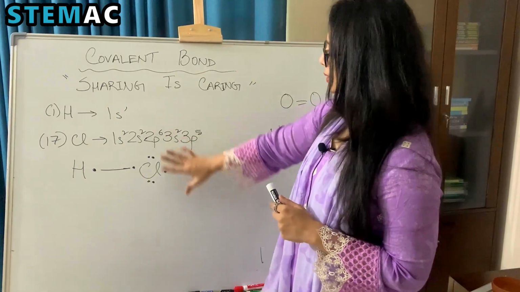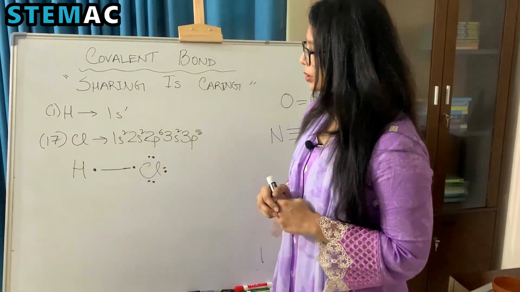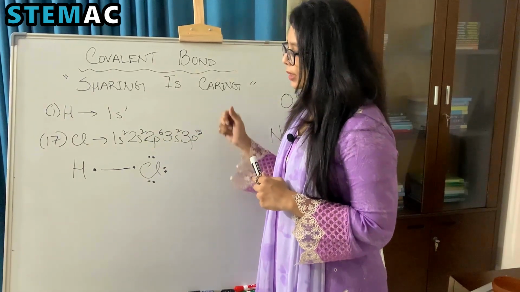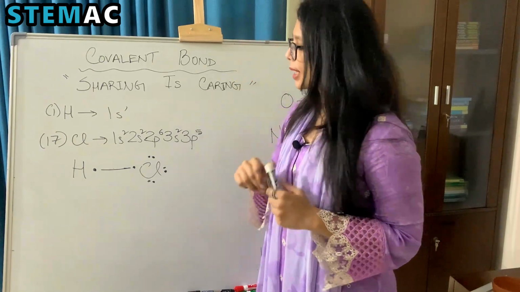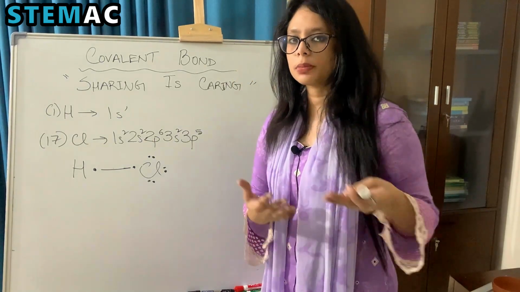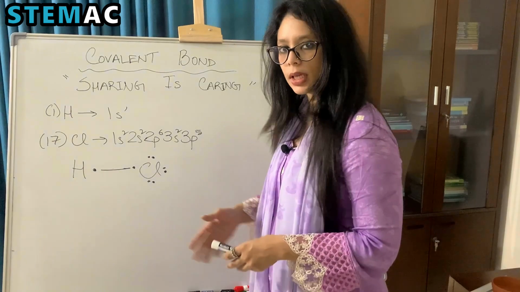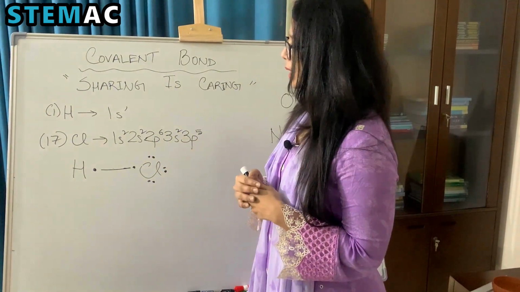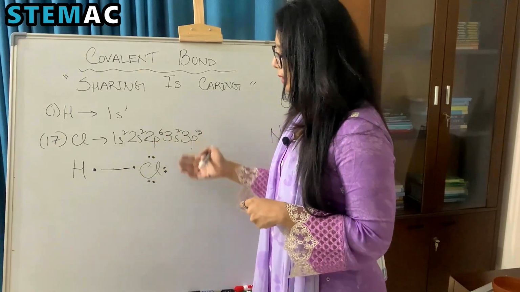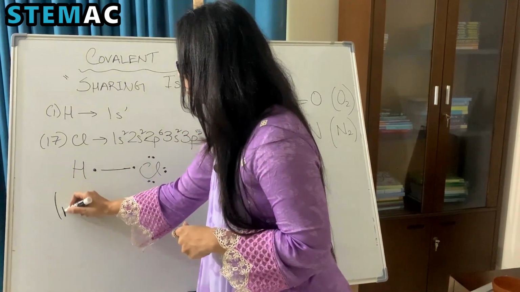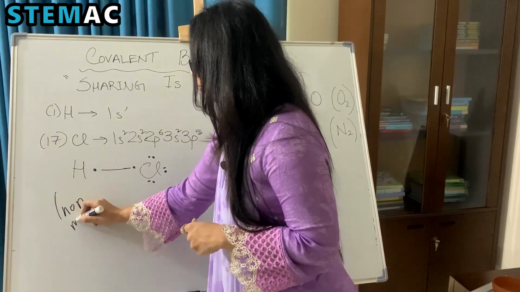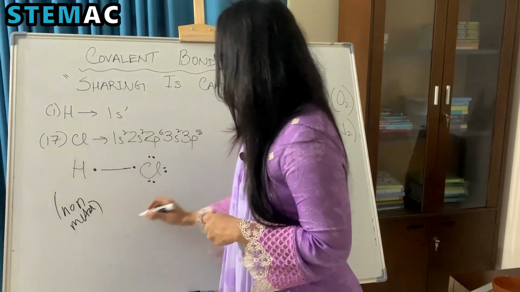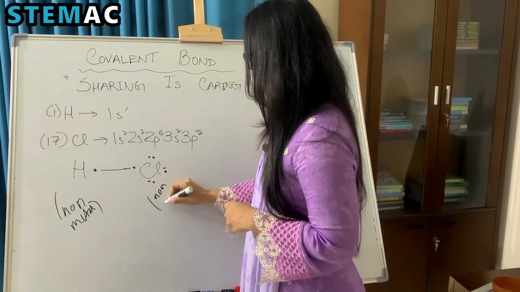From this example, it's also very easy to remember that in ionic bonds we had seen that the ionic compounds are usually comprised of a metal and a non-metal, but in the case of covalent bonds, the participating elements or atoms are usually always non-metals. Hydrogen is a non-metal, we know that, and chlorine is a non-metal as well.